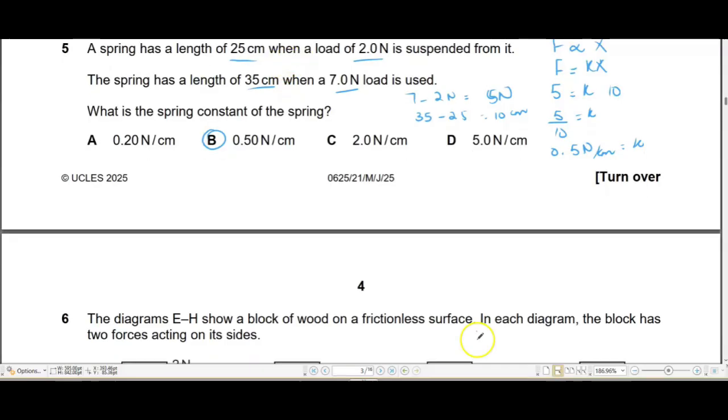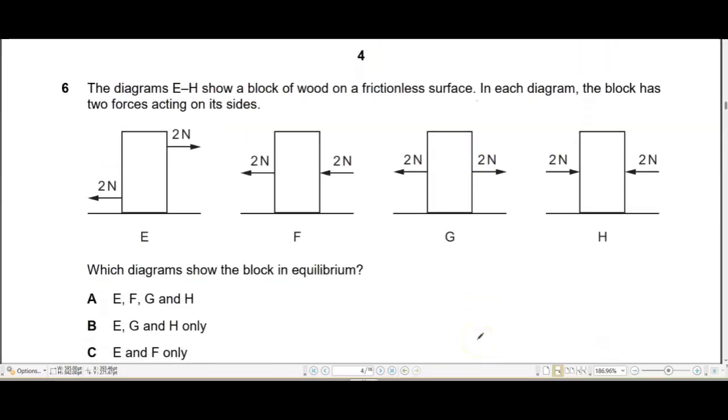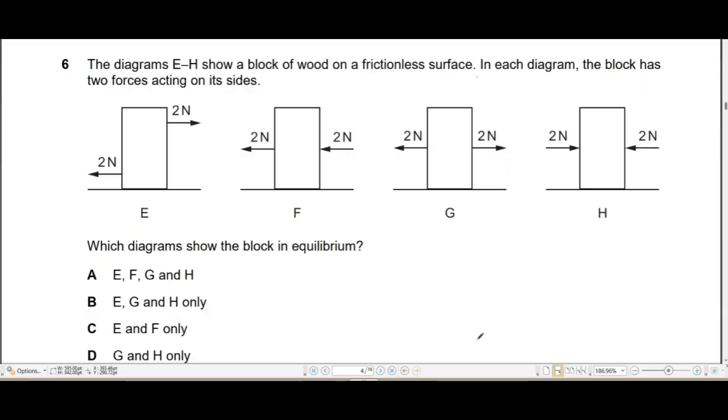Don't get confused. Question 6. The diagrams E to H show a block of wood on a frictionless surface. In each diagram, the block has two forces acting on its sides. Which diagram shows the block in equilibrium? If we have to find something which is in equilibrium, there are two rules for that. The resultant force acting on it should be 0, and the resultant moment acting on it should be 0 as well.